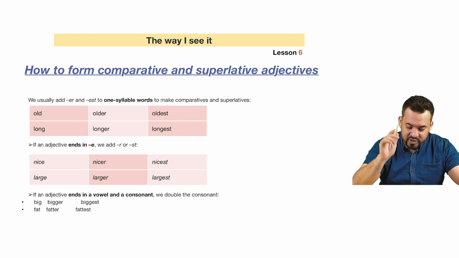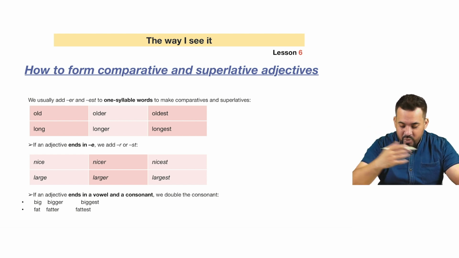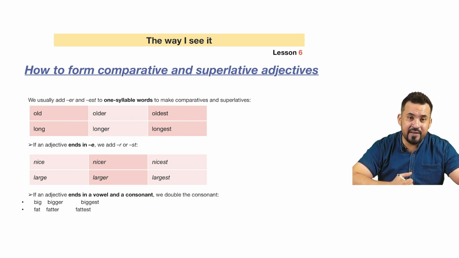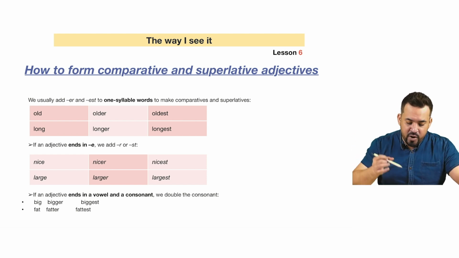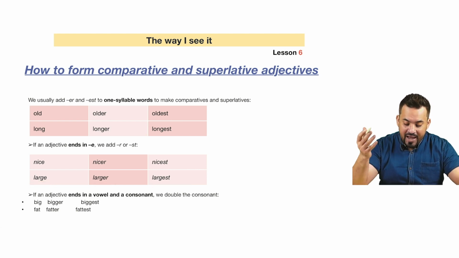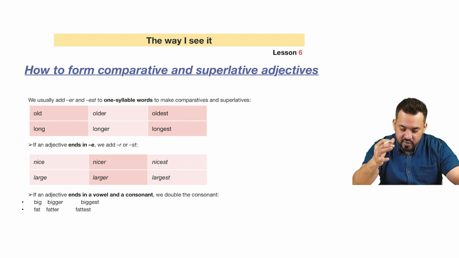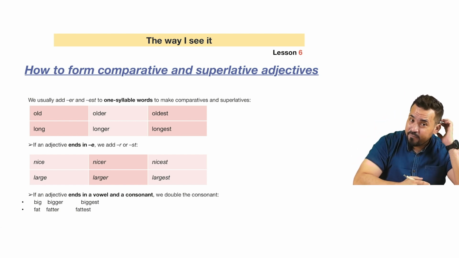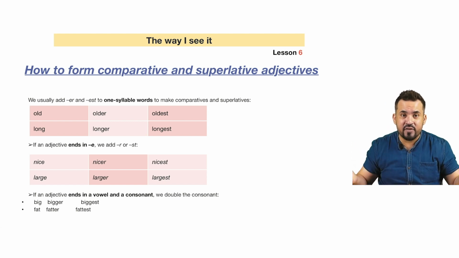If the adjective ends in e, we just add an r in the case of the comparative, and we add st in the case of the superlative. Like nice, we just add r: nicer, nicest. Large, larger, largest. If the adjective ends in a vowel and a consonant, we double the consonant. Like big, bigger, biggest; fat, fatter, fattest.